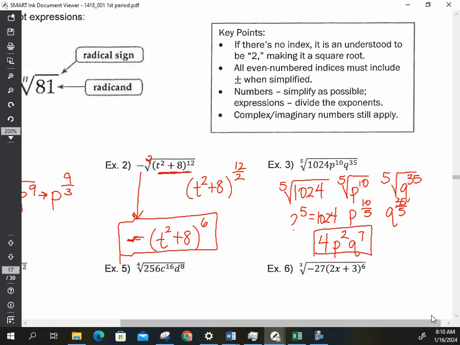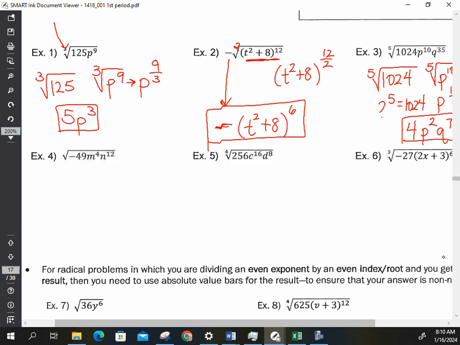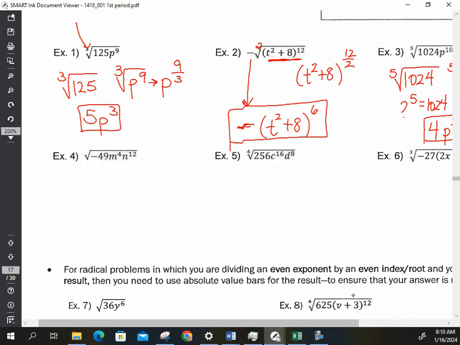So moving on to example 4, we got the square root of negative 49 m to the 4th, n to the 12th. So again, no number out in front means we're dealing with a square root. Separate everything. Square root of negative 49, m to the 4th, n to the 12th power. So square root of negative 49. I told you i's can still come into the problem. So the square root of negative 49 is 7i.